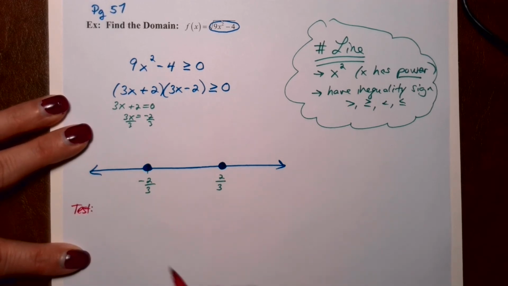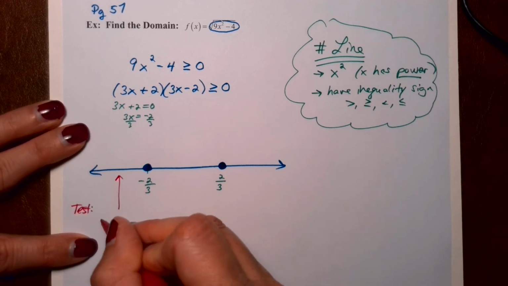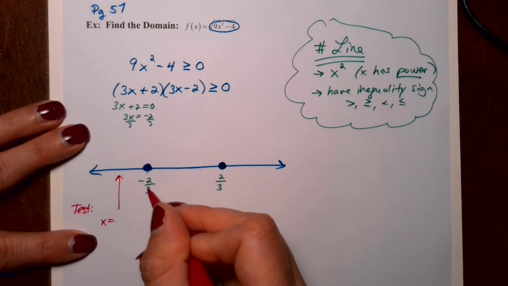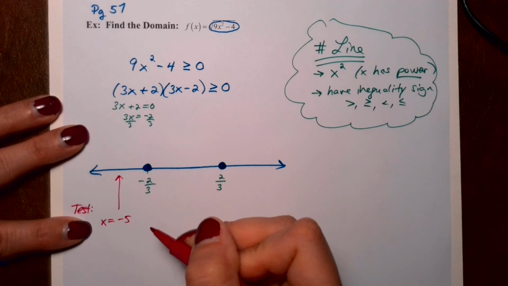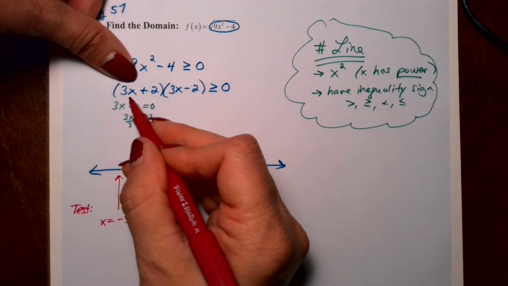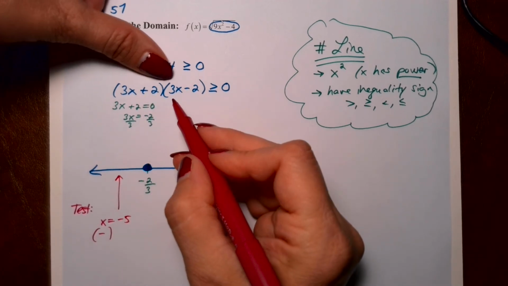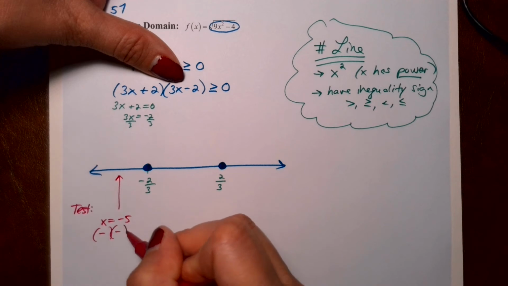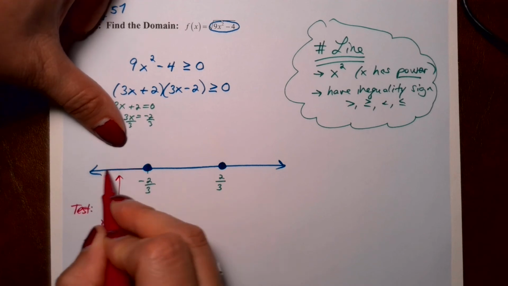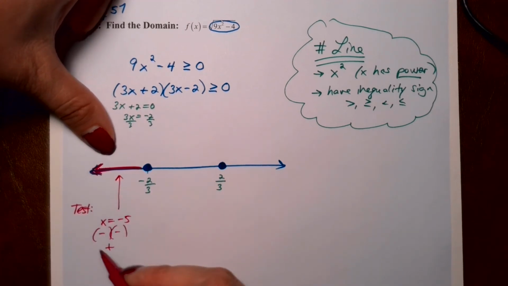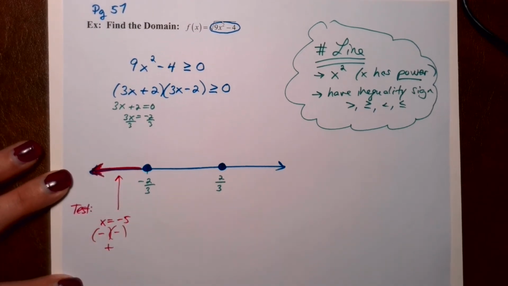Let's find a number in this section to test, something smaller than negative 2/3. Maybe we could do -1. If that's cutting it too close, -5. Let's just do -5. If I put -5 in for the x, -15 plus 2 is going to be a negative. -15 minus 2, that's a negative. So this section is working out to be positive. That's what we wanted, so please color this in. Make sure you show me the testing. Show me the answer with the shading. I don't know where to shade until I test.